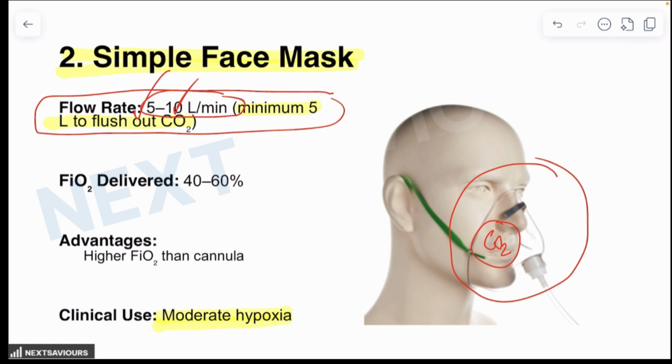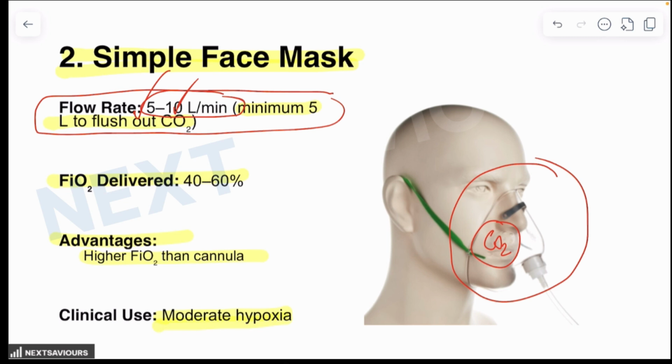And here, obviously, because you are increasing the flow, so the FiO2 delivered will also be increased from 40 to 60%. The advantage is it is having a higher FiO2, which can be delivered compared to the nasal cannula. And obviously, it will be having several of the disadvantages, like the patient cannot talk easily, the patient cannot eat, there will be fogging, there will be uncomfortable long term use.